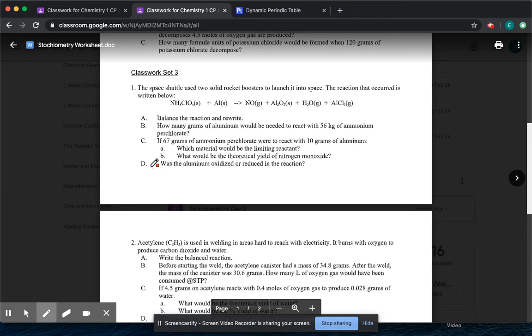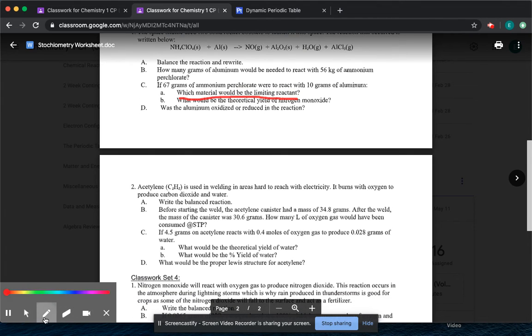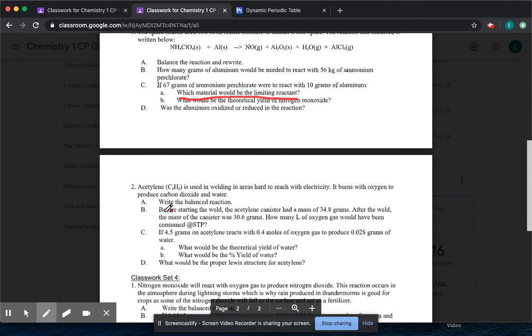Okay? So in class set 3, which material would be the limiting reactant? That's the new component. In number 1, 1C, and the same thing in number 2. In number 2, in part B, they're going to ask you the consumption, where, well, either way, that's the new component.